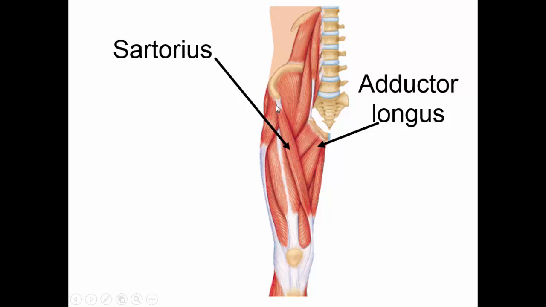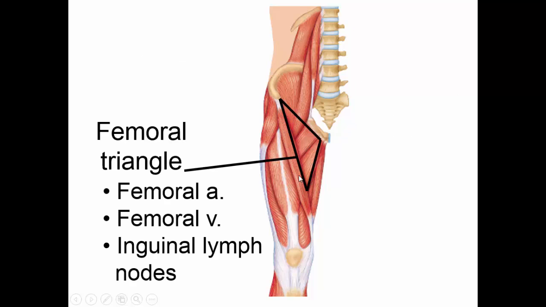The sartorius is this long muscle. This is what helps you sit tailor fashion. And your adductor longus is right here. If you draw a triangle, you have what's called the femoral triangle. You're using the edge of the adductor and you're using the edge of the sartorius. And this is where your leg bends as it attaches to your body. In the femoral triangle, you can find the femoral artery, the femoral vein, and the inguinal lymph nodes.